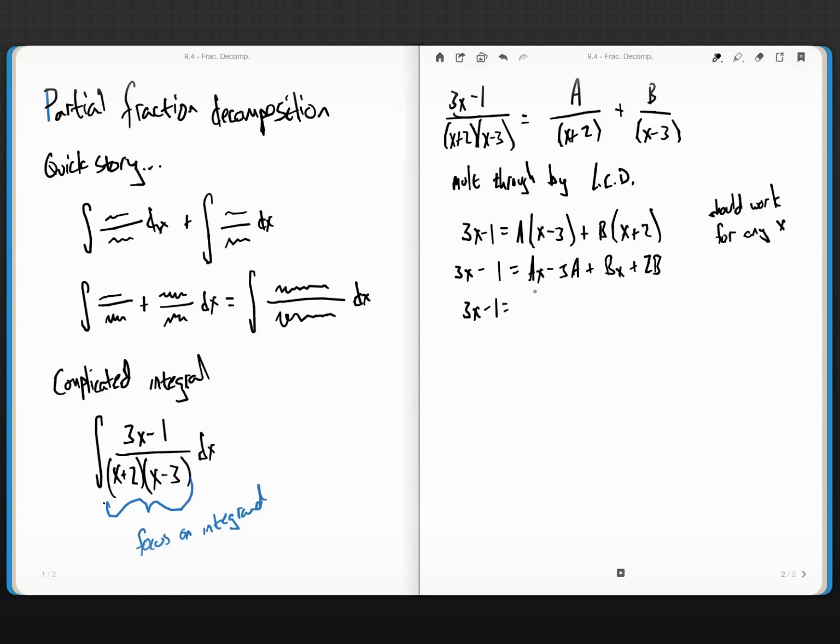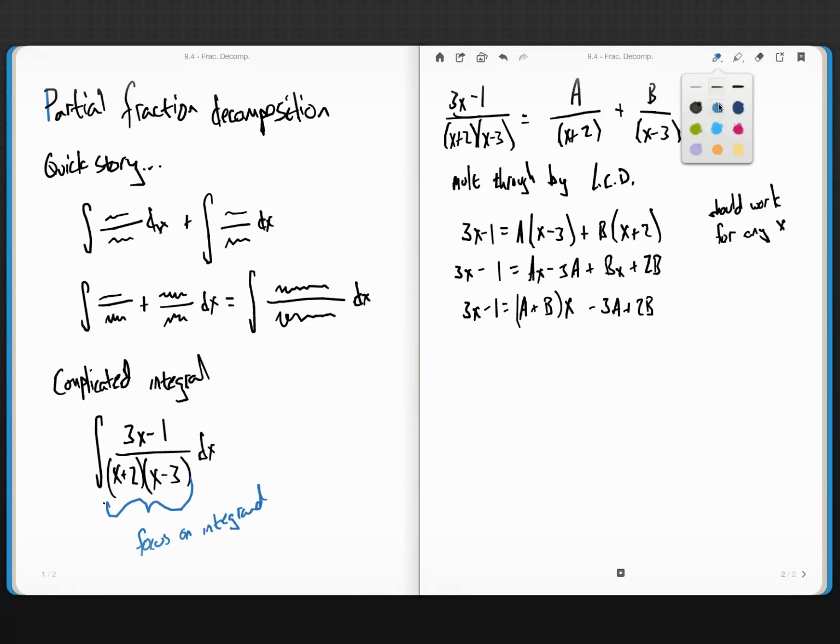So 3x minus 1. I'm going to combine my x terms here, so it really becomes a plus b times x, and then a plus b times, let's just combine these here, so it'll be a negative 3a and plus 2b. So I could combine this again, and well, okay, so let me explain this a different way.